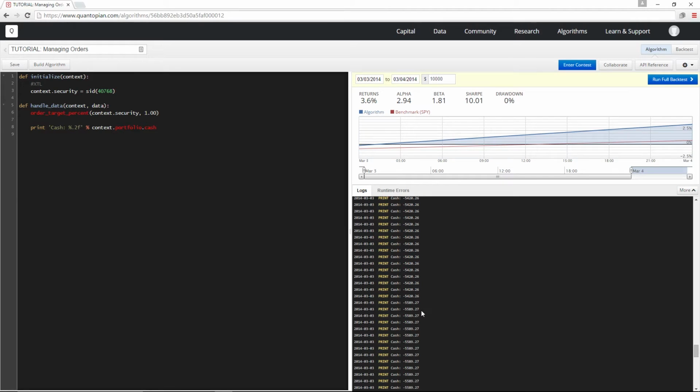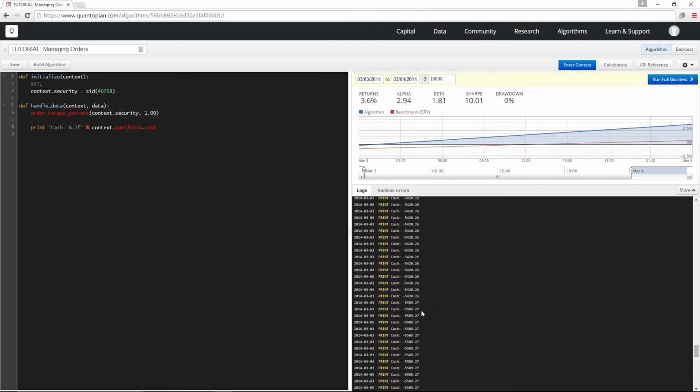So first, let me explain why this is happening. Because you might be thinking, oh, I ordered 100% of my portfolio value, why is it ordering more? And the answer is, as we saw in our last lesson with slippage, an order can sometimes take more than a bar to fill, which is what's happening here.